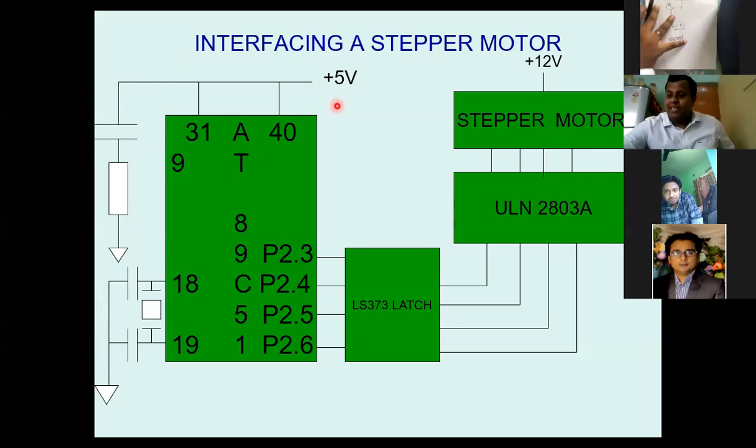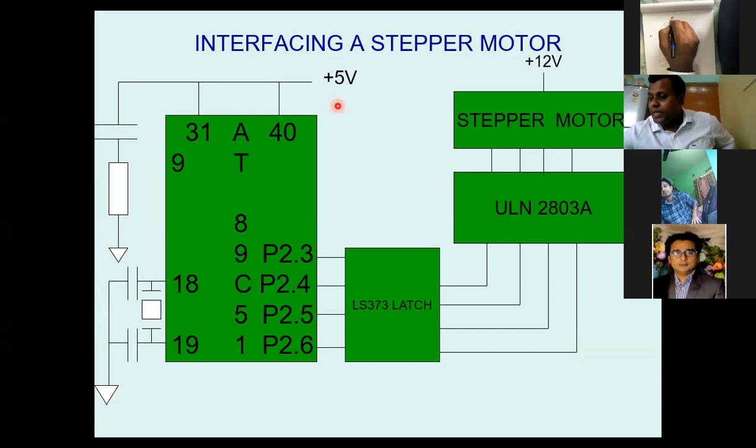So how will it be done? This is A, this is B, this is C, and this is D. First, say I give plus 5 volt to A, and ground to the others. Just see my copy. Means A will be plus 5 volt, B ground, C ground, and D ground. Then in the second step, we give ground to A and plus 5 volt to B, C, and D. What will happen? The stator will rotate to this side 1.8 degrees for a single change.